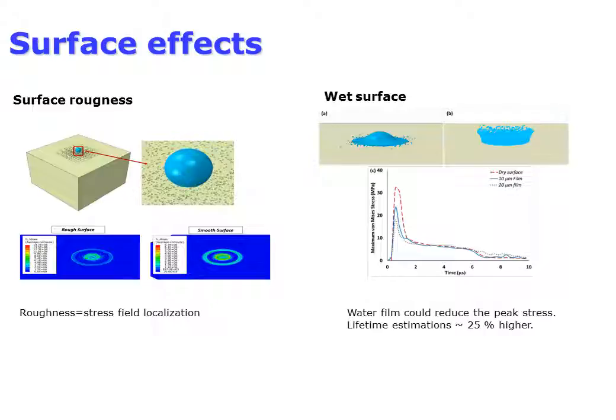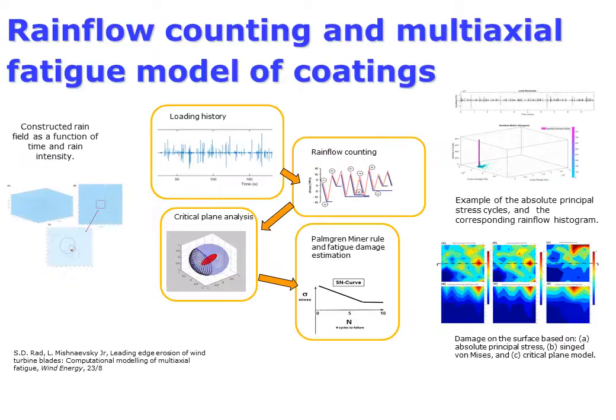It was observed that the rough surface increases the stress localization, leading to higher surface stresses close to the impact point. The wet surface reduces the stresses in the coating by 40–50%. The water film acts as an additional protective layer.